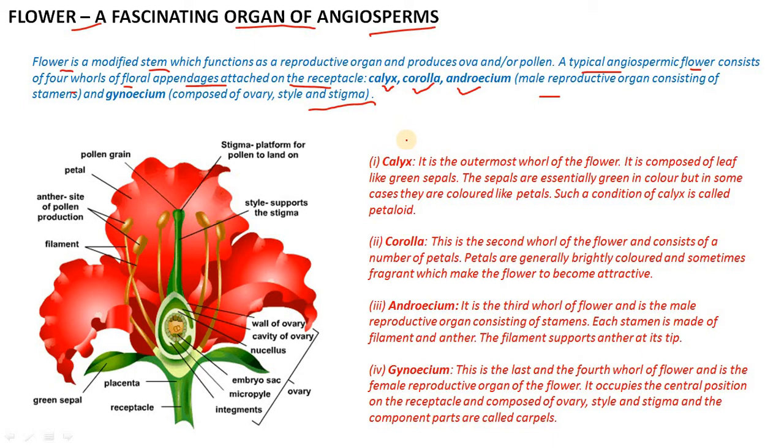Okay, we know the flower is a modified stem which functions as a reproductive organ and produces ova or pollen. The flower is commonly borne on a long stalk called the pedicel. It has an upper swollen region known as the receptacle, that is the thalamus or torus. This part.